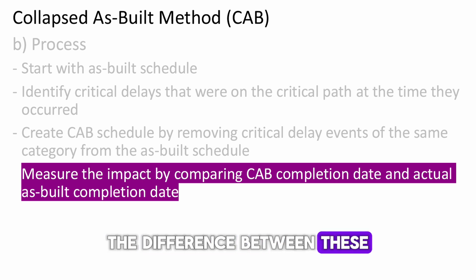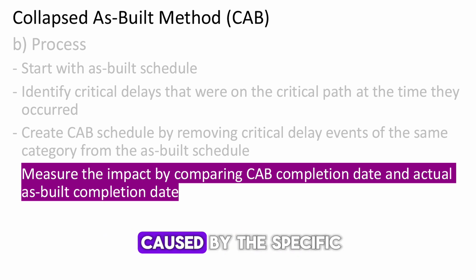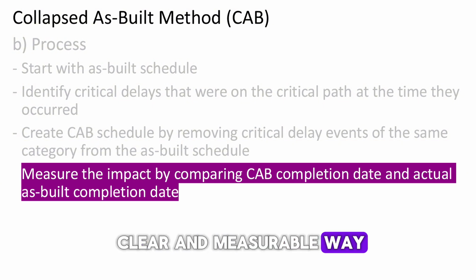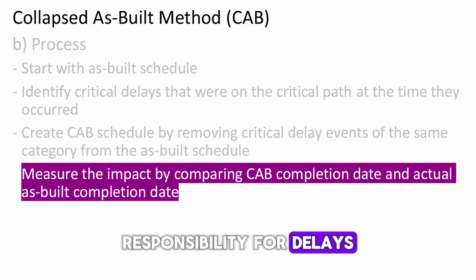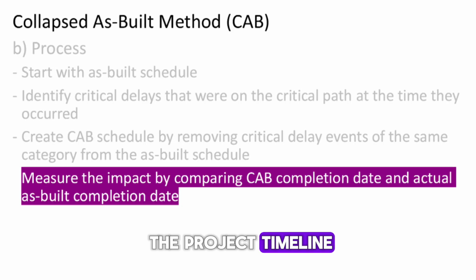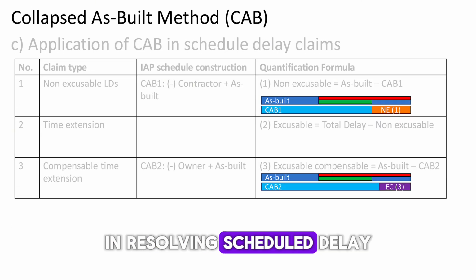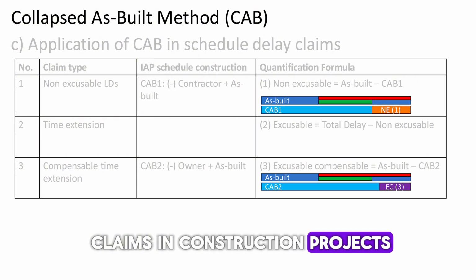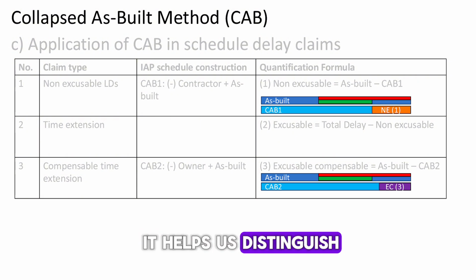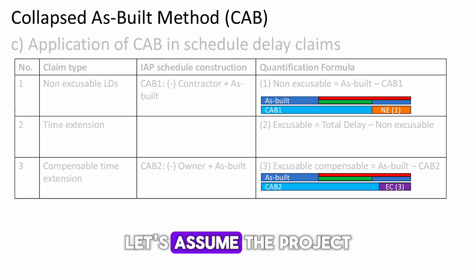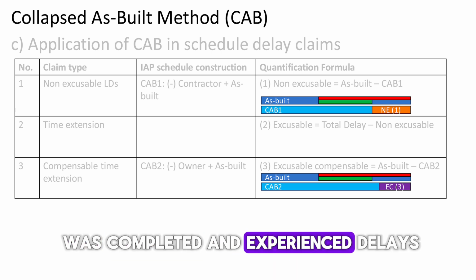The difference between these two dates reveals the time impact caused by the specific category of delays we removed, offering a clear and measurable way to assess responsibility for delays and their effect on the project timeline. Alright, now let's take a closer look at how this method is applied in resolving schedule delay claims in construction projects. We'll break down how it helps us distinguish between different types of delays and determine the responsibility of each party. Let's assume the project was completed and experienced delays.